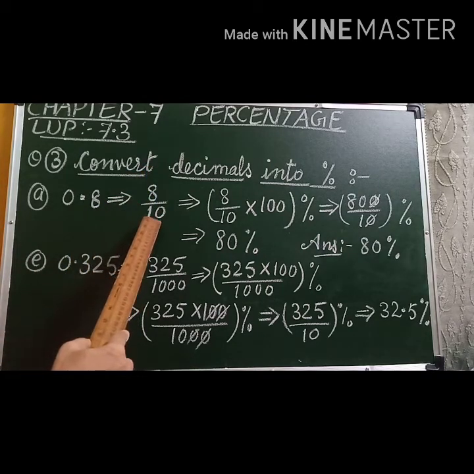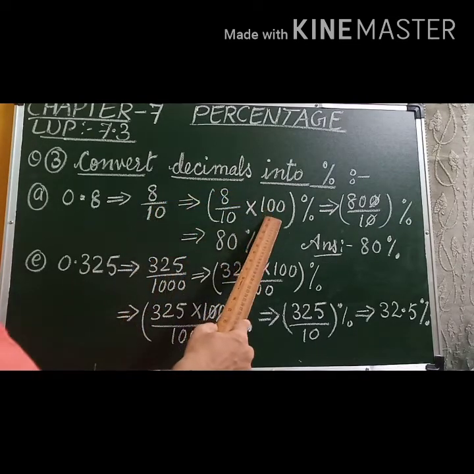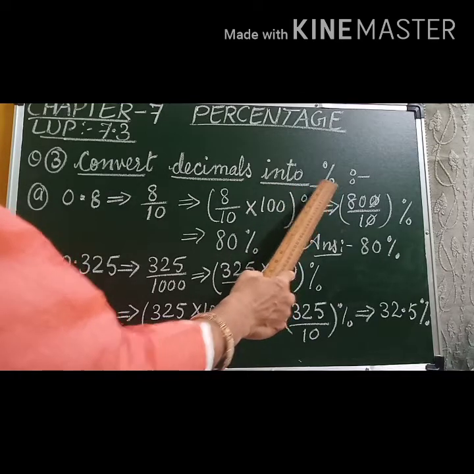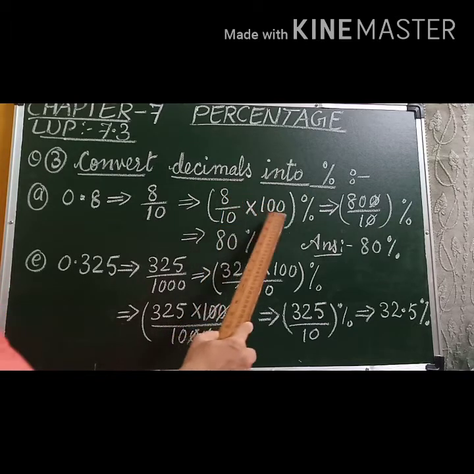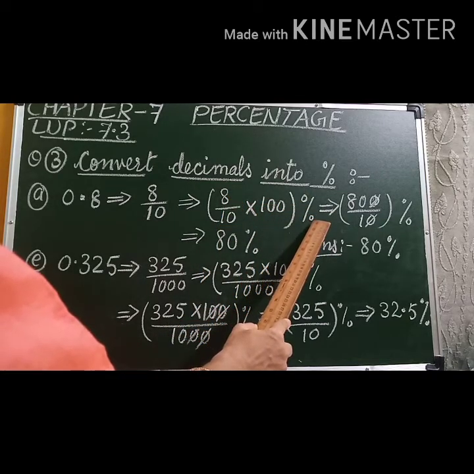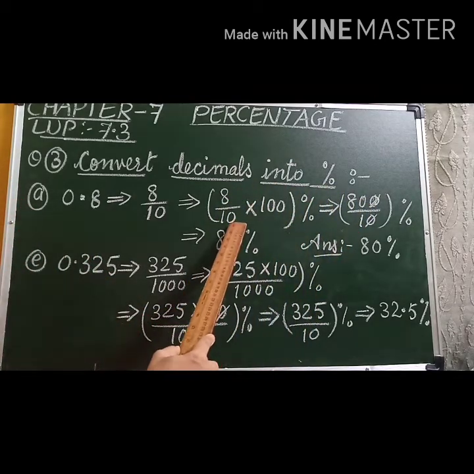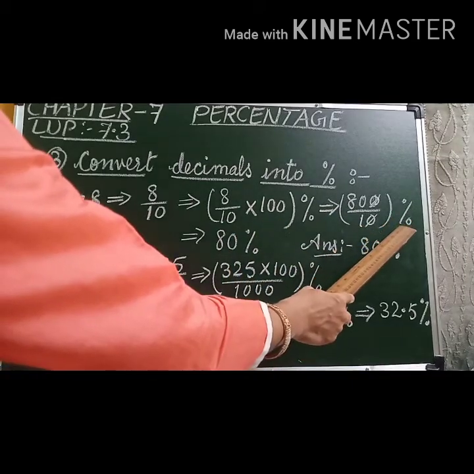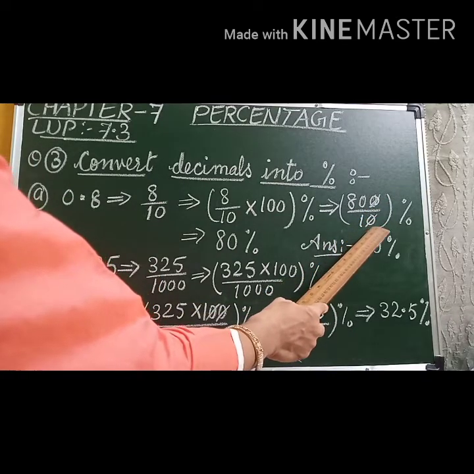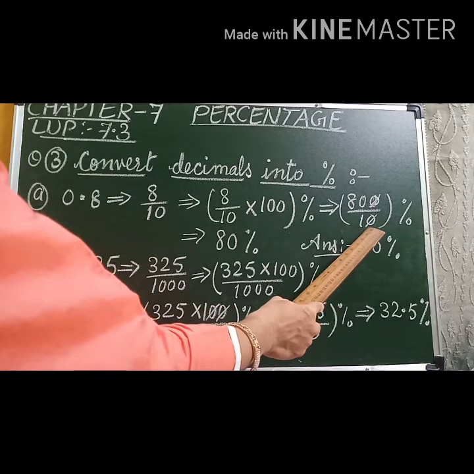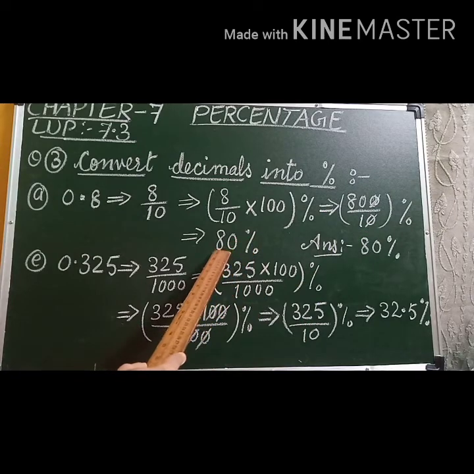Now we have got the fraction and we have to follow two steps to convert it into percentage. First of all we have to multiply by 100 and convert to percentage, that means we need here the sign of percentage. So first of all we have to multiply 8 by 10 with 100 and put the sign of percentage. Now 8 into 100, 800, and in the denominator 10 is there and this sign of percentage. Now 800 has 2 zeros and in the denominator 10 is there. So we can cancel 1 zero from numerator and denominator and we are getting 80 by 1. 80 by 1 means we can write 80%.